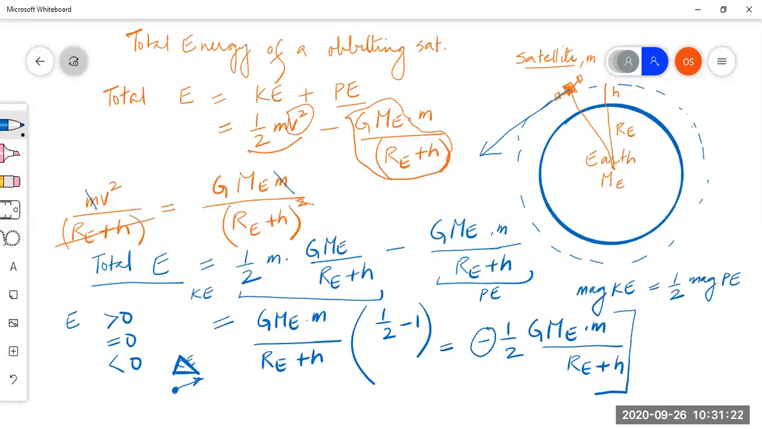This is the expression for the total energy of an orbiting satellite.